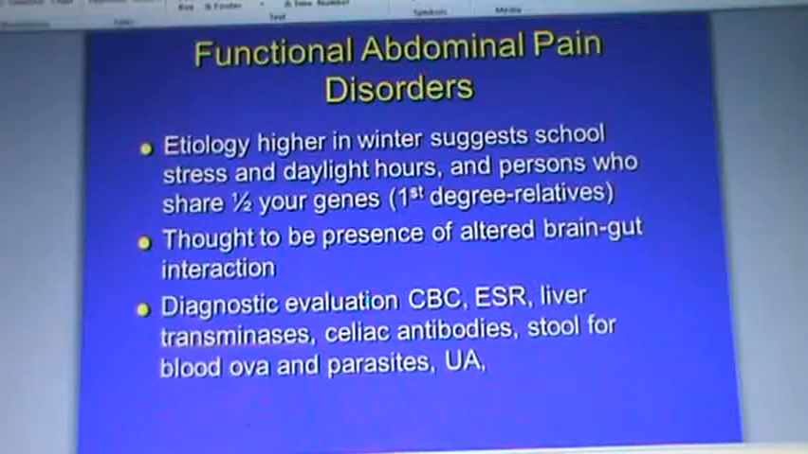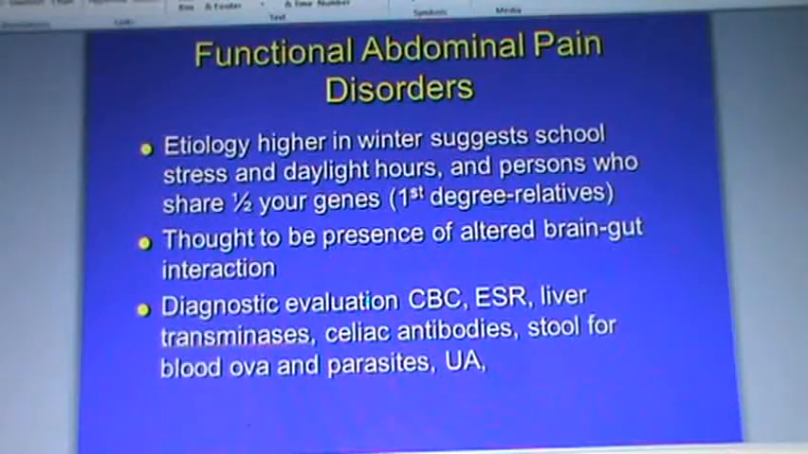Functional abdominal pain disorders. Etiology higher in the winter suggests school stress and daylight hours, and persons who share 1/2 your genes, first-degree relatives. That's a first-degree relative shares half your genes. Thought to be presence of altered brain-gut interaction.